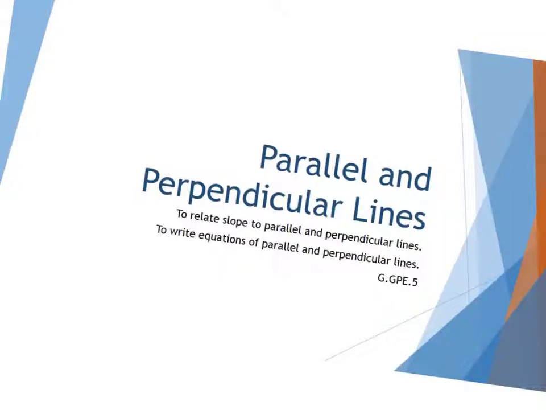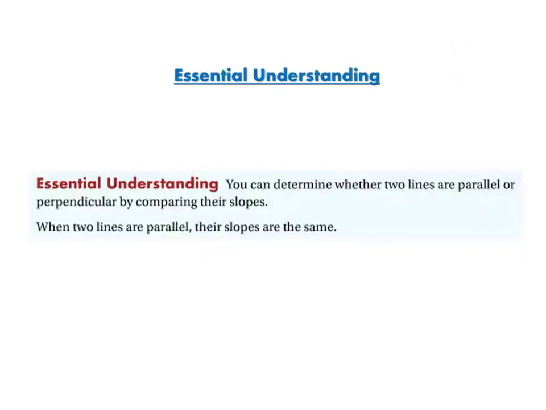This lesson is over parallel and perpendicular lines. There are two goals in this lesson. The first one is to relate slope to parallel and perpendicular lines, and the second is to write equations of parallel and perpendicular lines. The standard is geometric properties using equations number 5. The essential understanding is that you can determine whether two lines are parallel or perpendicular by comparing their slopes.